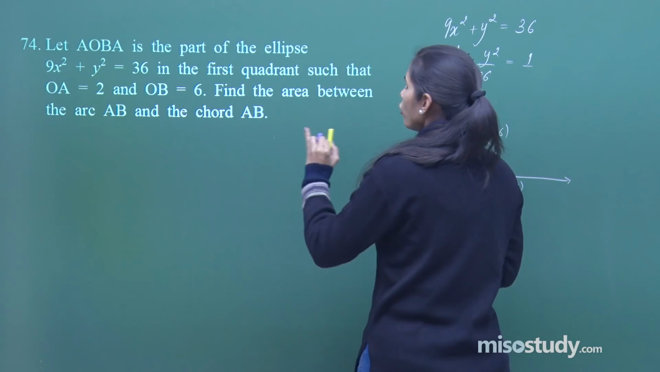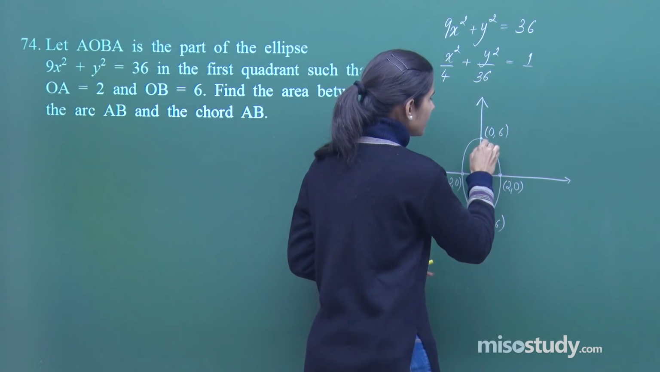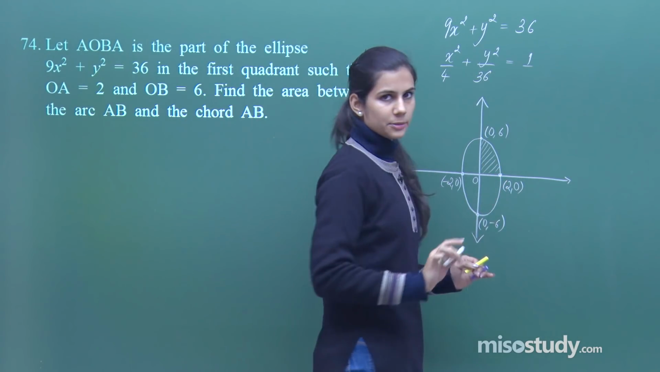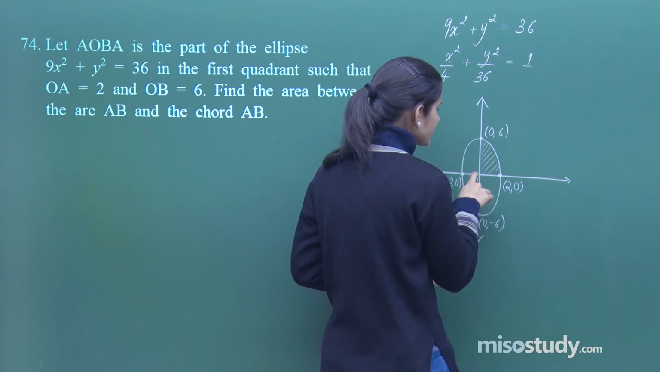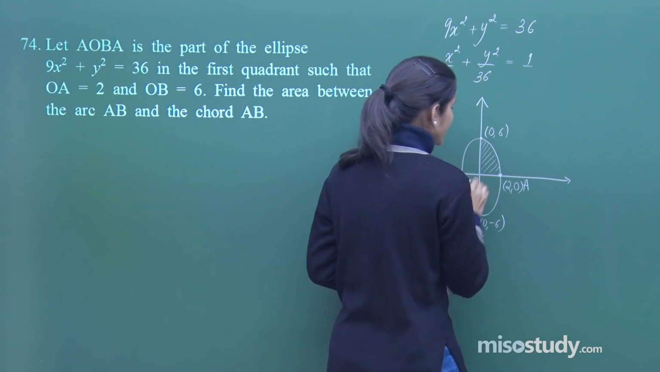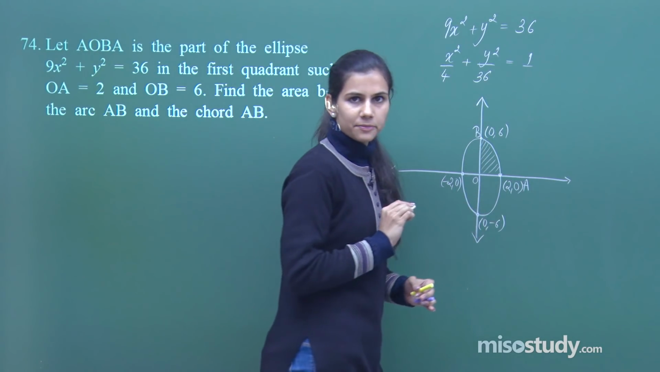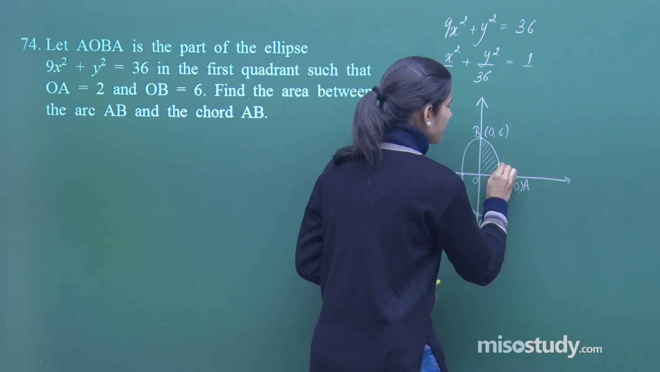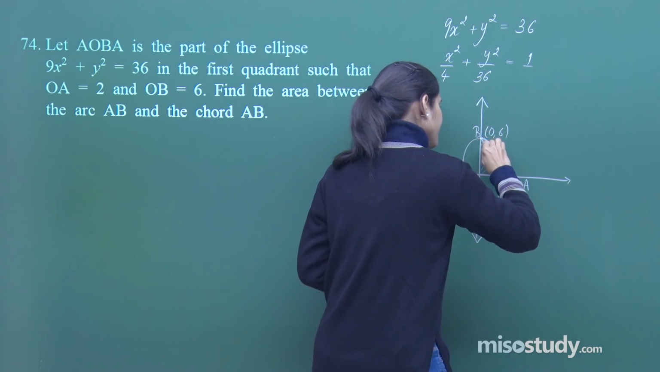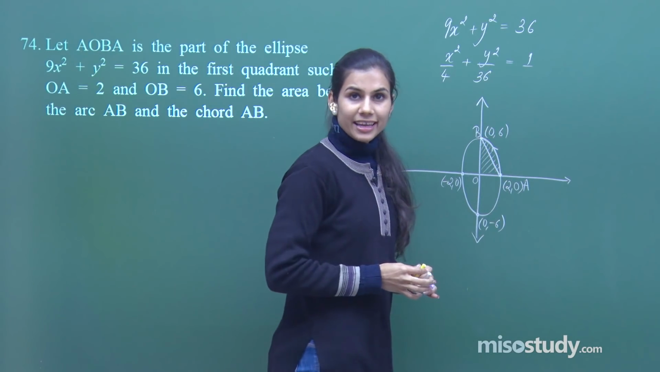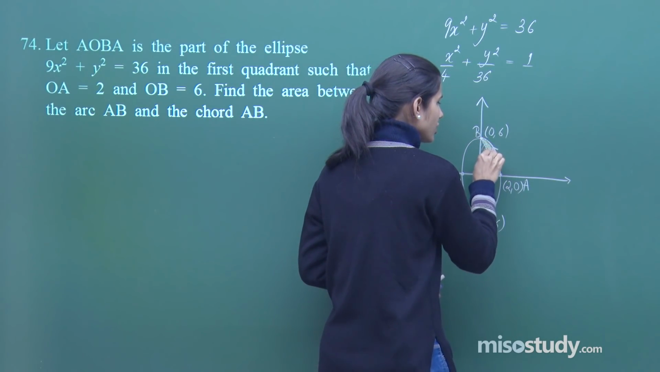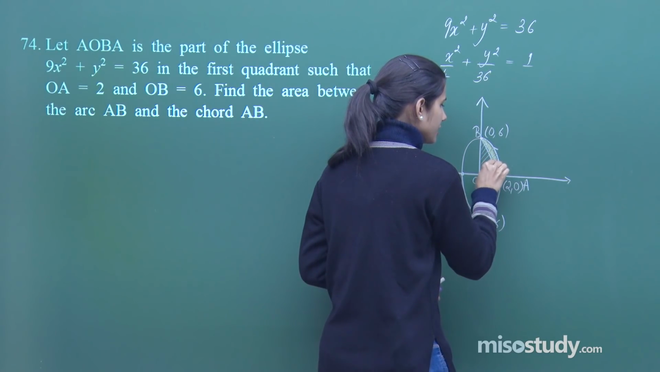Okay? It is saying OA is 2. So only in the first quadrant the question is asking us to consider the region which is given by the ellipse. So OA is 2. Of course, this distance is also 2, this distance is also 2, but if it is talking about the first quadrant, that means this point is A and OB is 6, so this point is B. Find the area between arc AB, this is my arc AB, and chord AB. So find the area between arc AB and chord AB. I wish to find this area. This shaded region I wish to find.